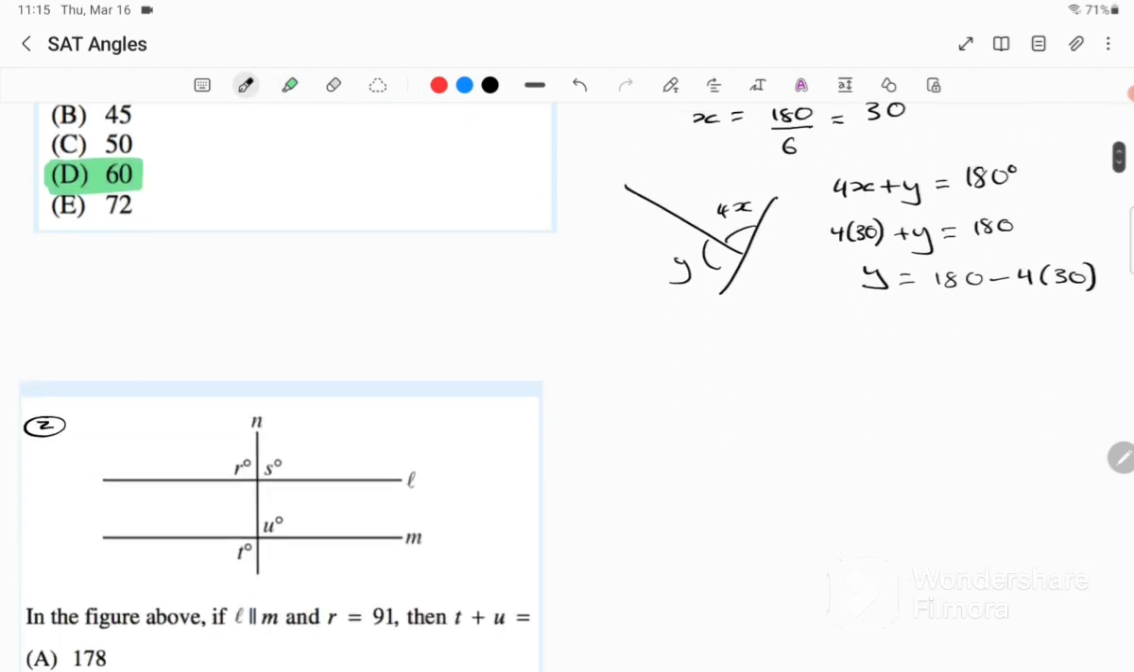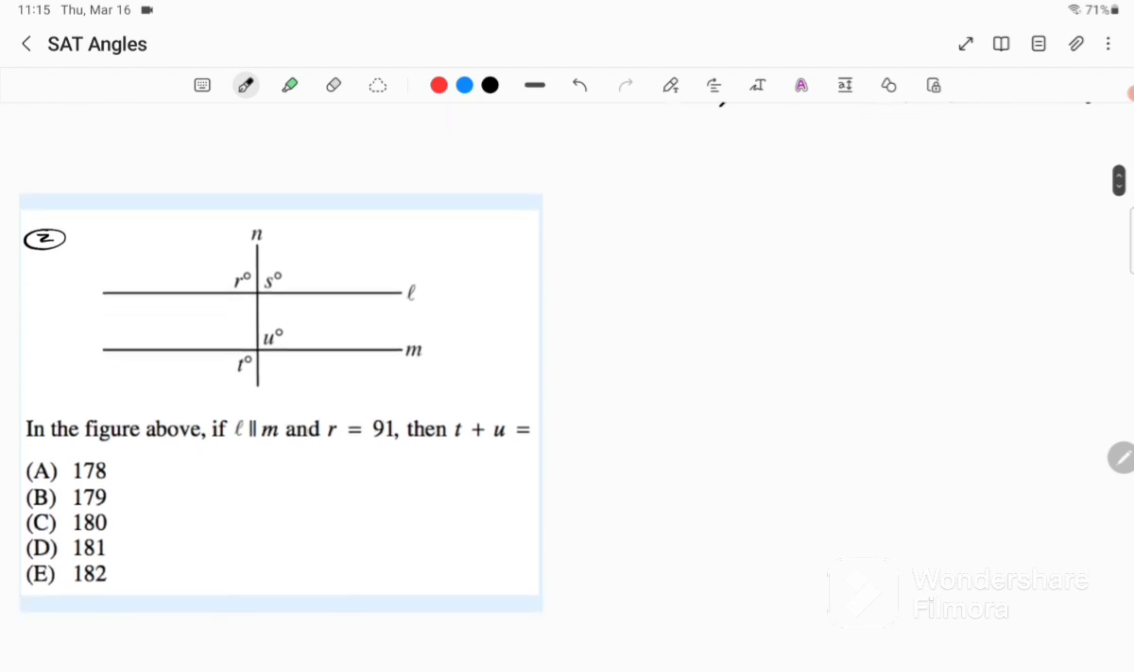Let's look at another example. Here we have question number 2. And in this question, we're told that L and M are parallel lines and R is 91 degrees. So this angle is 91. And we're told to find T plus U.